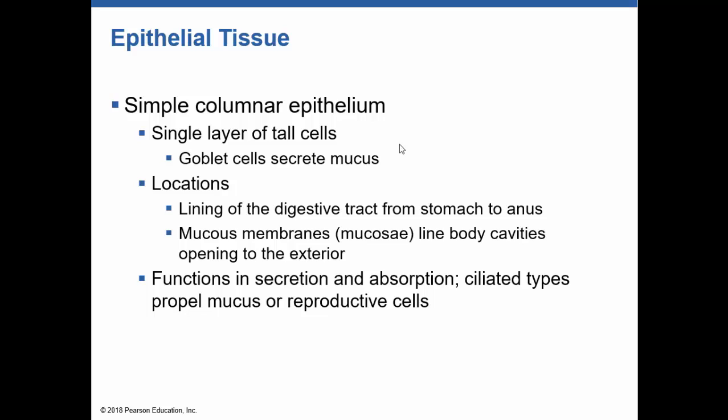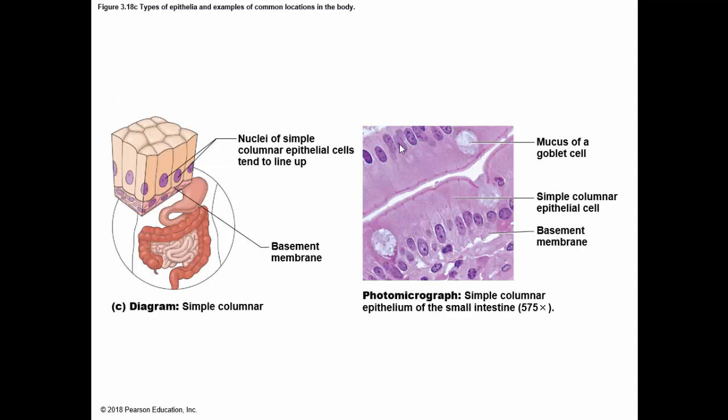Here we've got the simple columnar epithelia. You find these, they're the goblet cells that secrete mucus in places. They line the digestive tract from the stomach to the anus. So think about your intestines, for example. There are also mucous membranes that line these body cavities, and so they can excrete mucus along these linings. They can also have cilia to help propel mucus and things around as well. So you can see that here. And you can actually see that columnar pattern. So your long kind of cells.